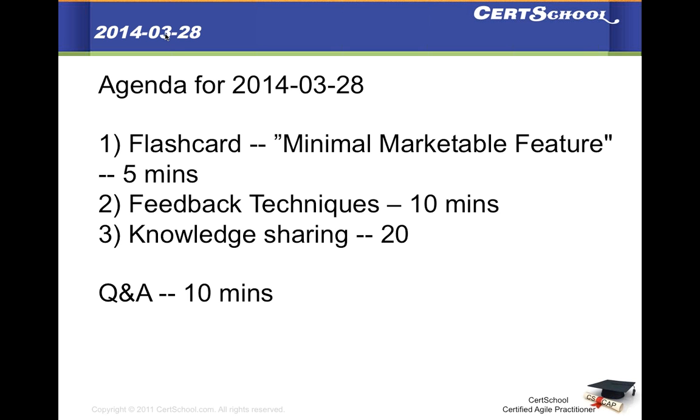Okay. All right. So we are going to talk about three things today. As you can see on the screen, the first one is going to be the flashcard about minimal marketable feature. I'll talk about that for about 5 minutes. Then we'll go on to feedback techniques. Spend some time there. And then we will talk about what is the essence of knowledge sharing in Agile. Towards the end, as usual, we will test our knowledge. There'll be some questions, and you can see how much you learned today.